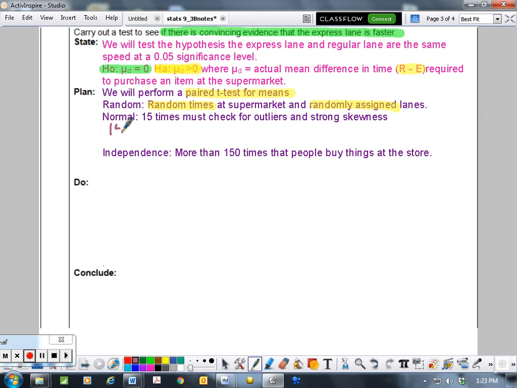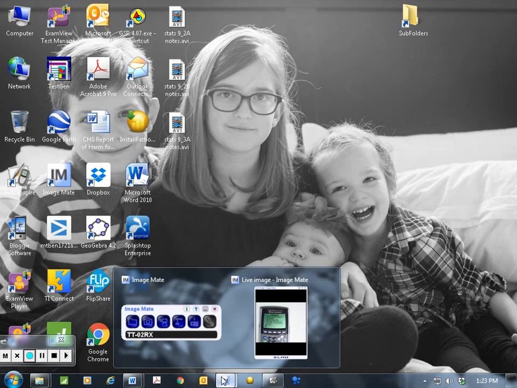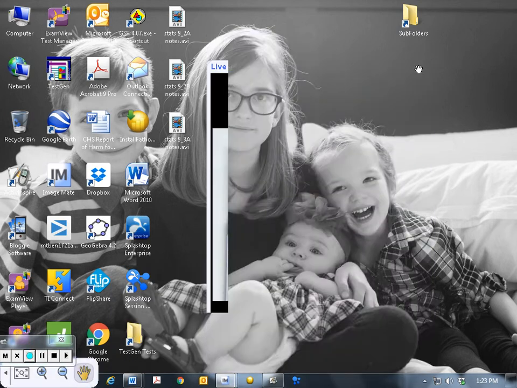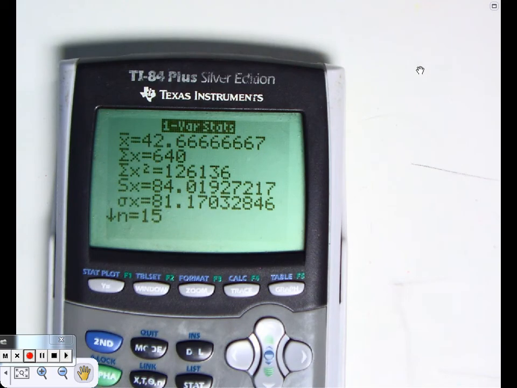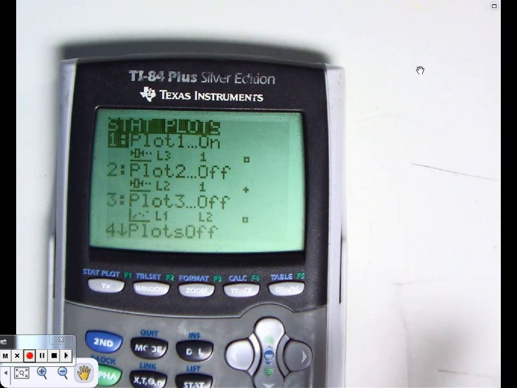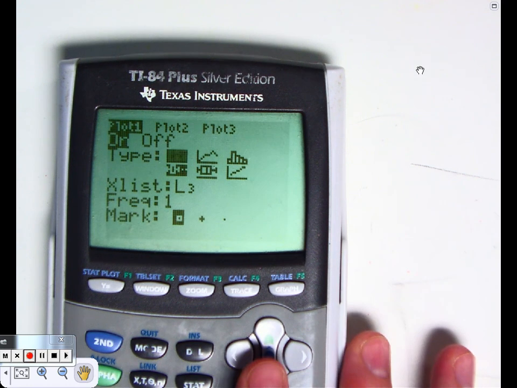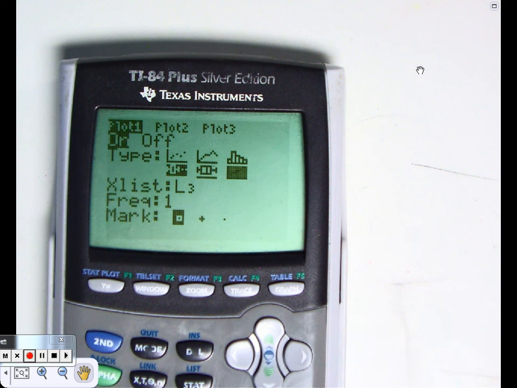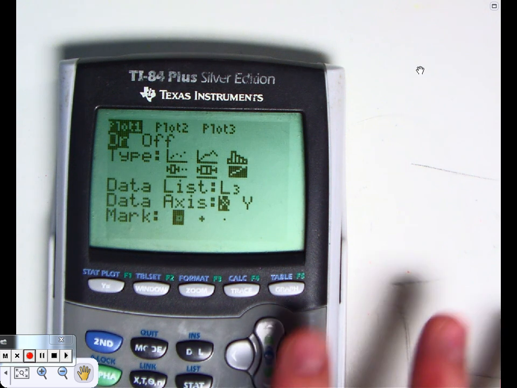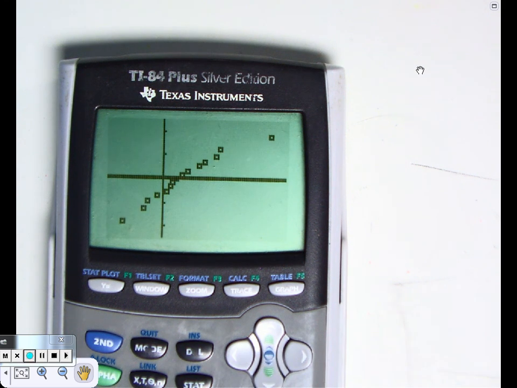Normal: 15 is not greater than or equal to 30, so we must check for outliers and strong skewness. Luckily I have that list 3 on my calculator. So we're going to head back to the calculator, go to stat plot, and come over to our normal probability plot for list 3. We're going to graph and look at that graph.